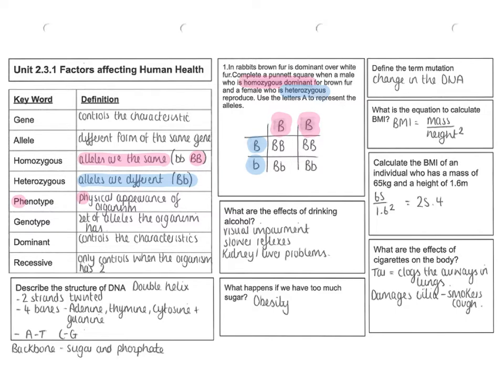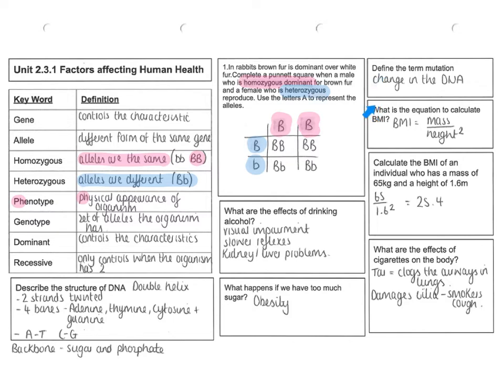What are the effects of drinking alcohol? We get visual impairment, slower reflexes, kidney, liver problems, etc. What happens if you have too much sugar? We're going to get obese. Define the term mutation. It's a change in DNA.